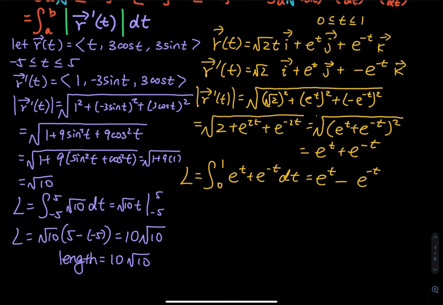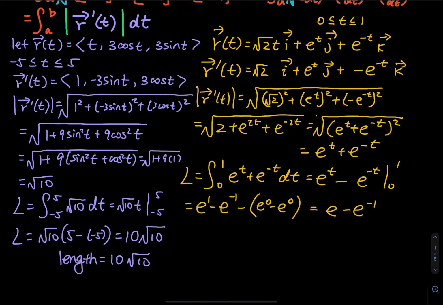Do you see how that works? When you take the derivative of that, the negative gets rid of the negative, and the minus becomes a positive. And then t goes from 0 to 1, plug in 1, plug in 0. That is by the fundamental theorem of calculus. So you have e to the first minus e to the negative 1, and then you subtract e to the 0 minus e to the 0. So e to the 0 minus itself is gone at the end of the day. The length is e minus e to the negative 1. So this is the length of the arc.